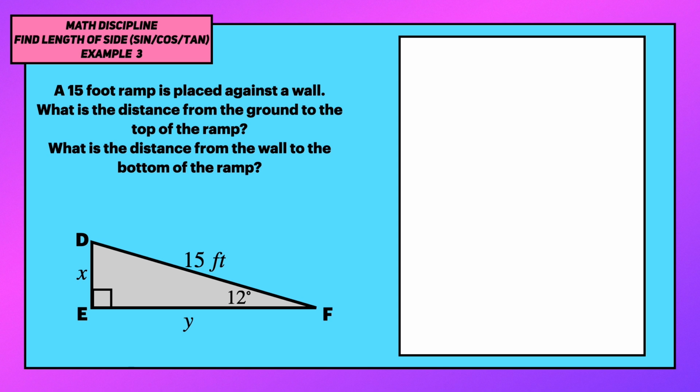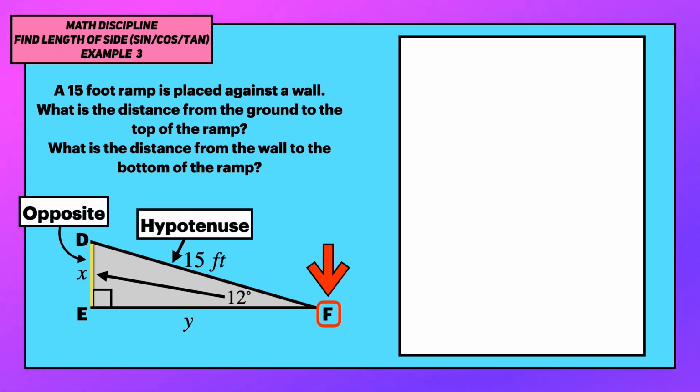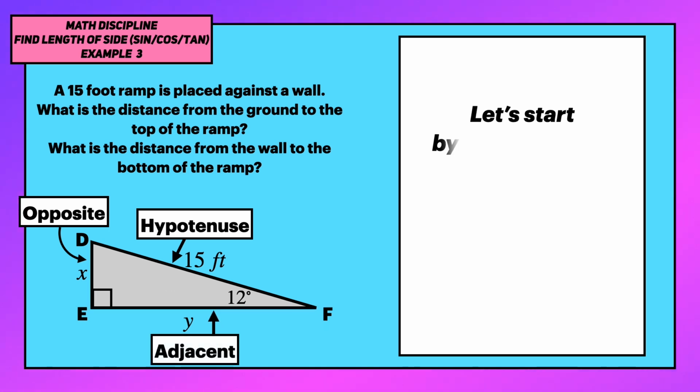As we did in examples 1 and 2, let's begin by labeling our sides. Since we know that angle F has a measure of 12 degrees, let's label our sides from the point of view of angle F. The side across from the 90-degree angle is our hypotenuse. The side across from angle F is our opposite side. The remaining side is the adjacent side.